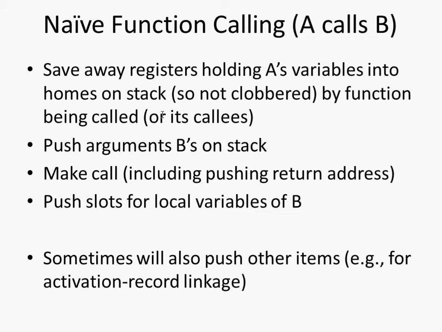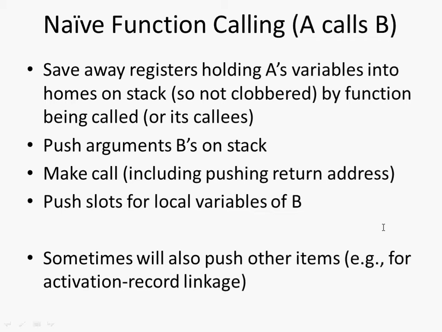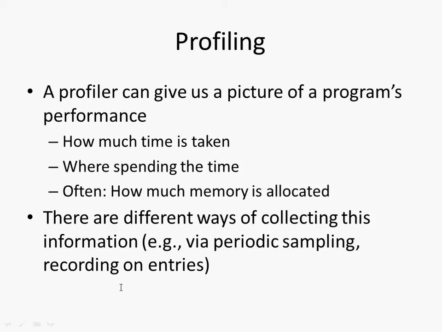It pushes the parameters for B onto the stack. Like each of these parameters here, it has to push them onto the stack. And then it makes the call, including pushing the return address. And then it pushes a slot for any local variables in B. And sometimes it pushes other items.